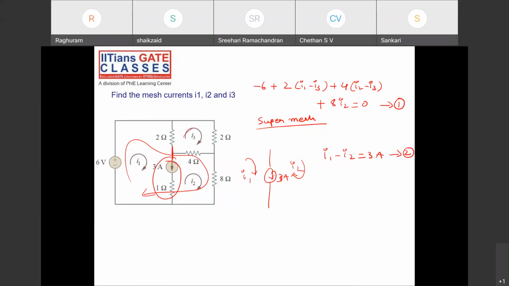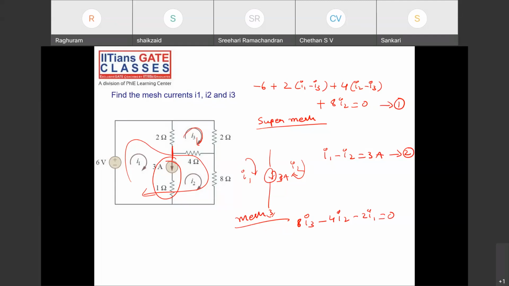The third equation is mesh 3. The mesh 3 equation is again 4 plus 2 plus 2, 8 into I3, minus 4 I2, minus 2 I1 is equal to 0. Okay, 3 equations, 3 unknowns. Solve for I1, I2 and I3. Clear, everyone? Shall I repeat? Clear. That's for today.